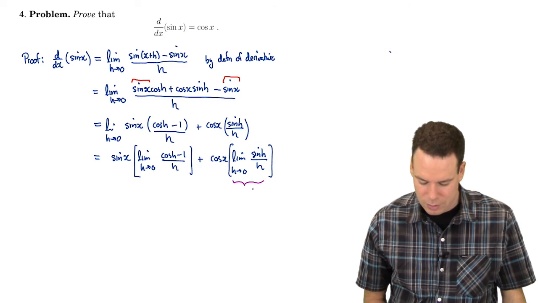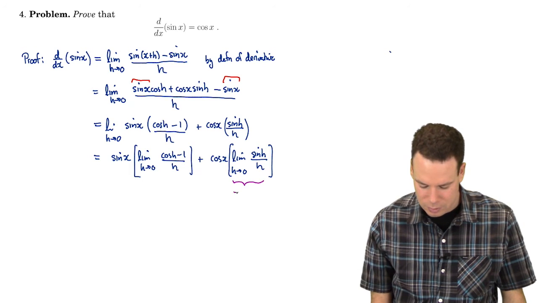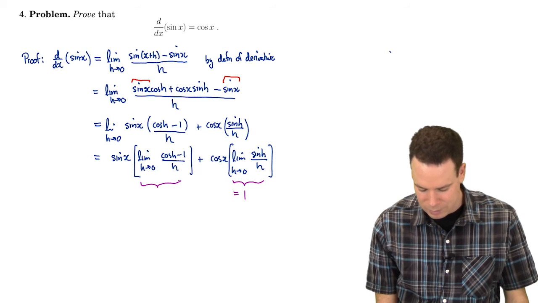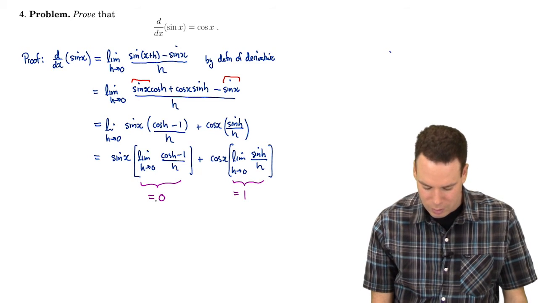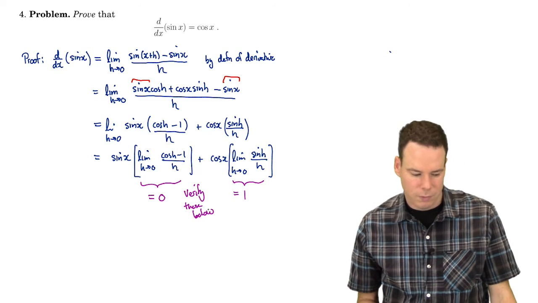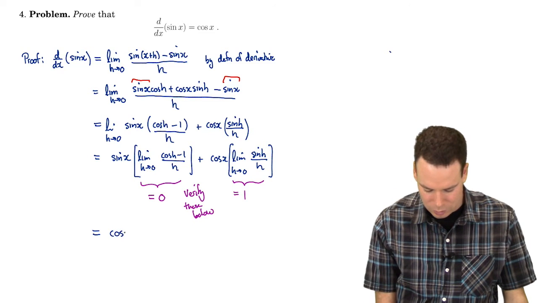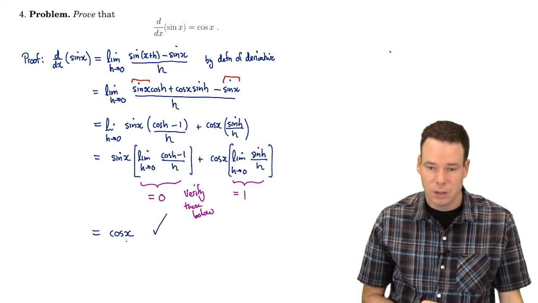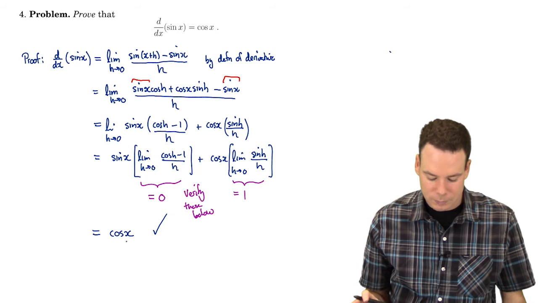Turns out that this limit is 1, and it turns out that this limit is 0. And we will verify these. So don't worry, we will verify these below. That's the next thing we're going to do. That leaves me with the cosine of x, and that's precisely what we wanted to show. The derivative of sine of x is cosine of x. So we're done our proof.